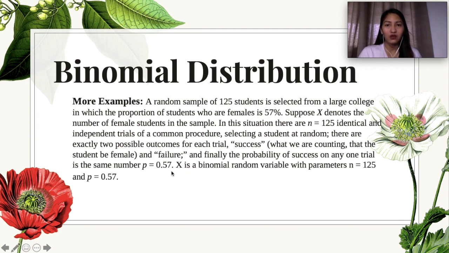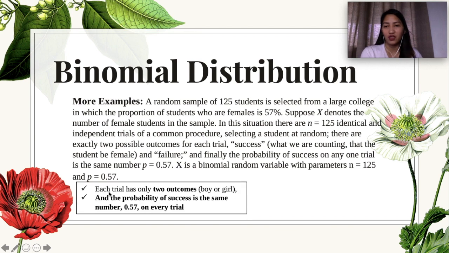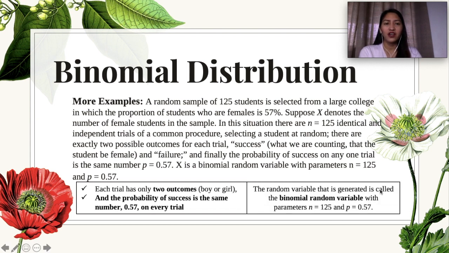Okay, so kada trial mo, yun pa din yung probability mo kasi 57% yung females. X is a binomial random variable with parameters n is equal to 125 kasi meron tayong 125 identical and independent trials of a common procedure. Okay, so ibig sabihin, yun yung trials natin. Tapos yung probability natin is 0.57. So again, each trial has two outcomes. It's either boy or girl, and the probability of success is the same number, 0.57 on every trial. So the random variable that is generated is a binomial random variable with the parameters n is equal to 125 and p having the value of 0.57.